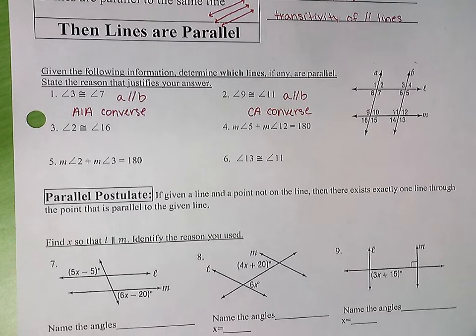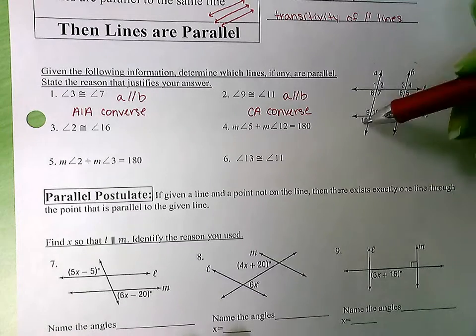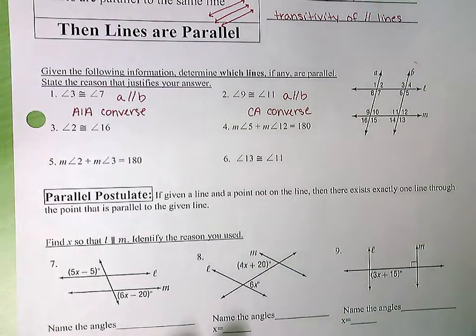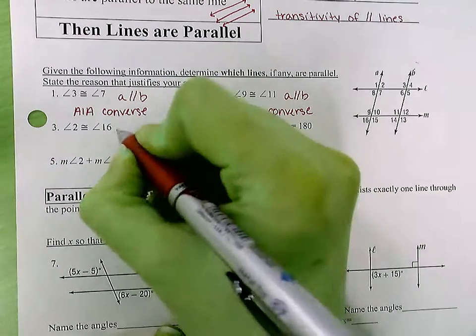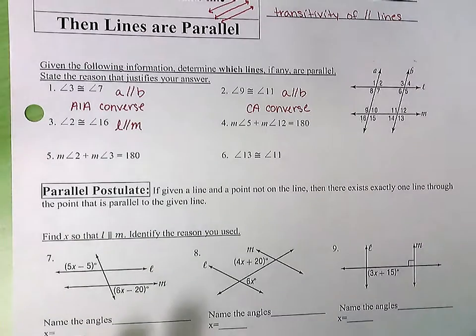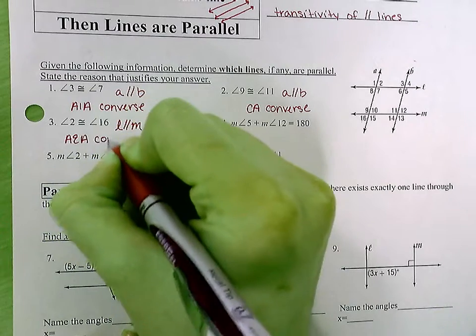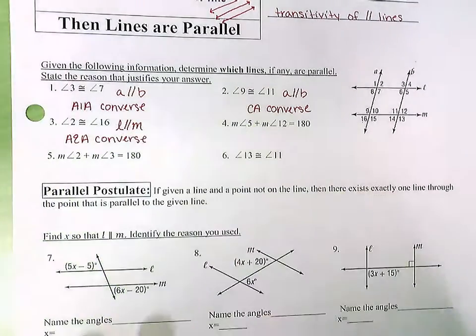All right, we're gonna look at 3, 4, 5, and 6. So number 3, we have angle 2 and angle 16. Okay, those are right here. My parallel lines would be L and M. Your reason would be alternate exterior angle converse, since those are alternate exterior angles.